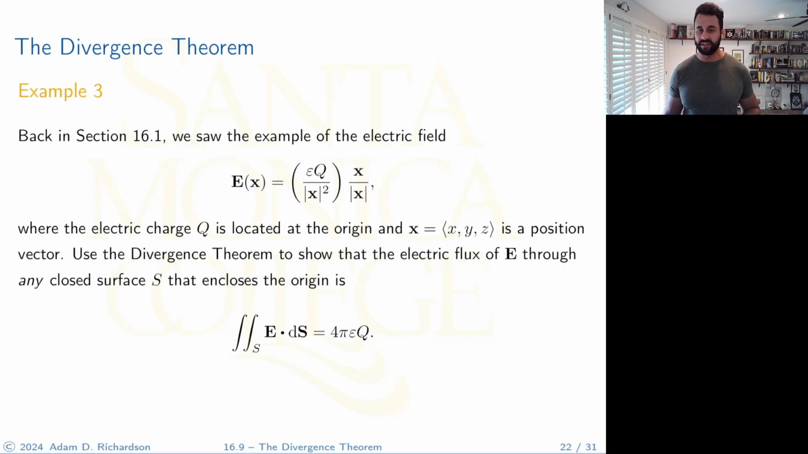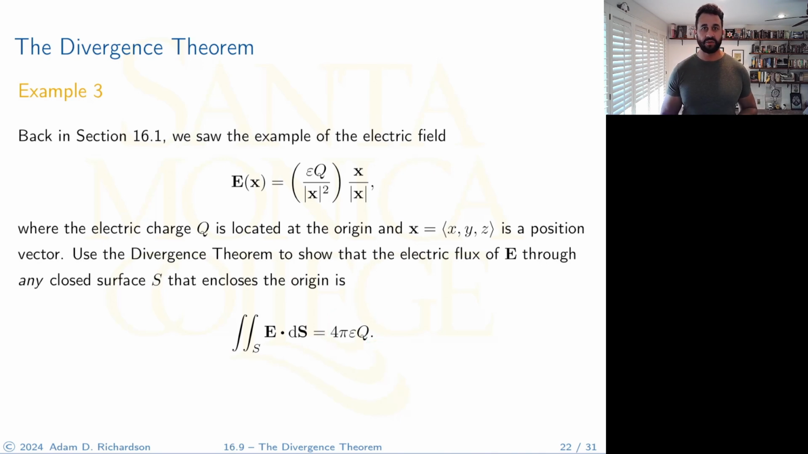So we're going to revisit an example that we saw back in section 16.1, this example of an electric field, right? So electrical engineers, you'll see this kind of stuff. Here, the electric charge Q, capital Q, is located at the origin, and this vector x is a position vector. So let's use the divergence theorem to show that the electric flux of E through any closed surface S that encloses the origin is equal to this value.